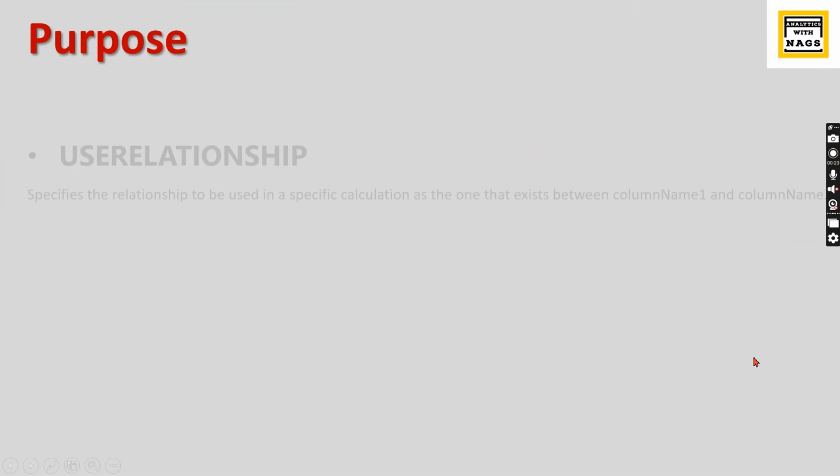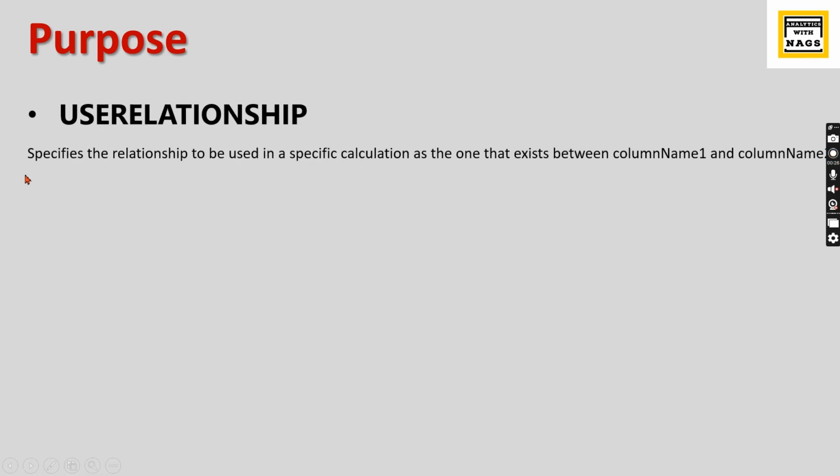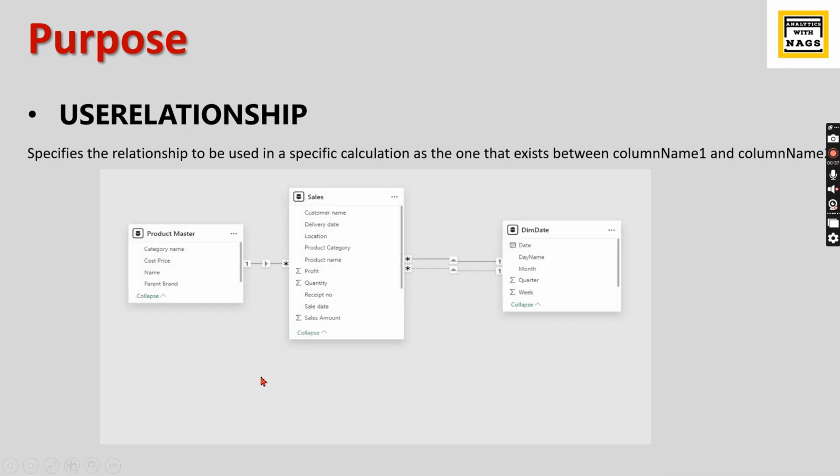Let's begin. USERELATIONSHIP specifies the relationship to be used in a specific calculation as the one that exists between column 1 and column 2. This is the book definition that no one understands. Let's try to understand it pictorially.